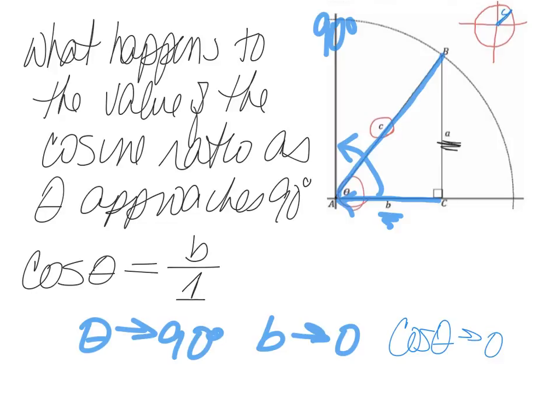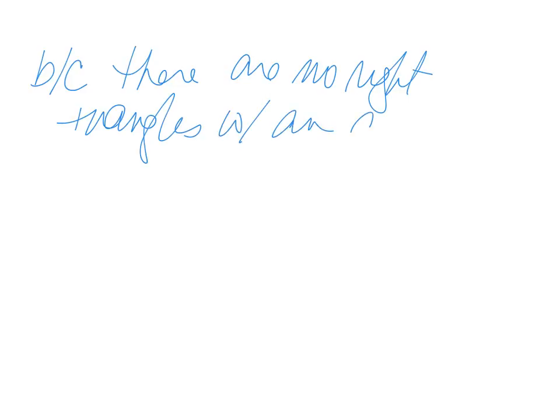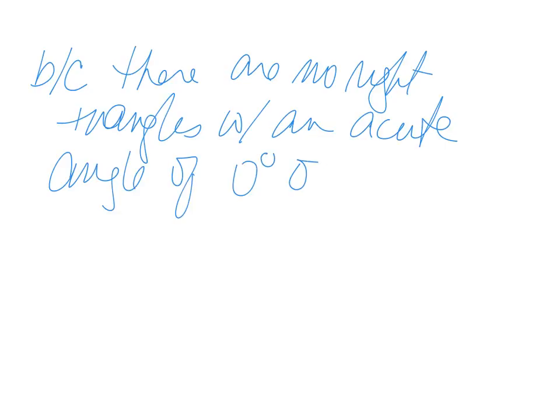Okay? Big old bummer. And remember, I wanted to write this down because there are no right triangles with an acute angle of 0 degrees or of 90 degrees, because you need 3 angles in a triangle.